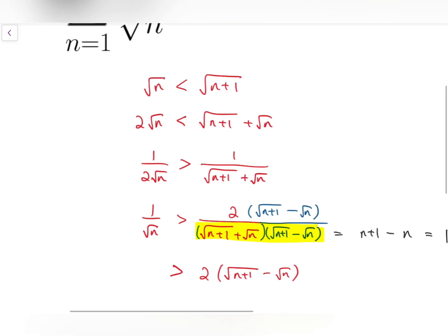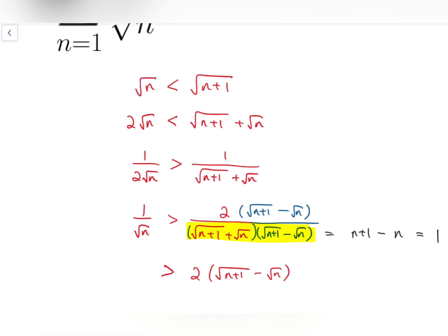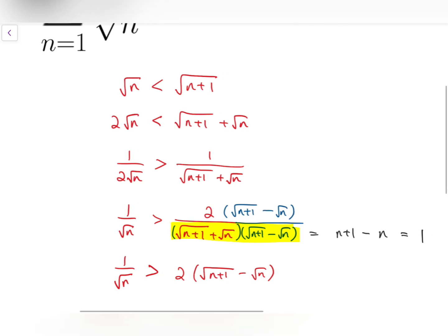That means the right side is just 2 times square root of n plus 1 minus square root of n. We've removed the fraction. And we do not have to do anything on the left because this is exactly what we want at the left: 1 over square root of n, the summand.